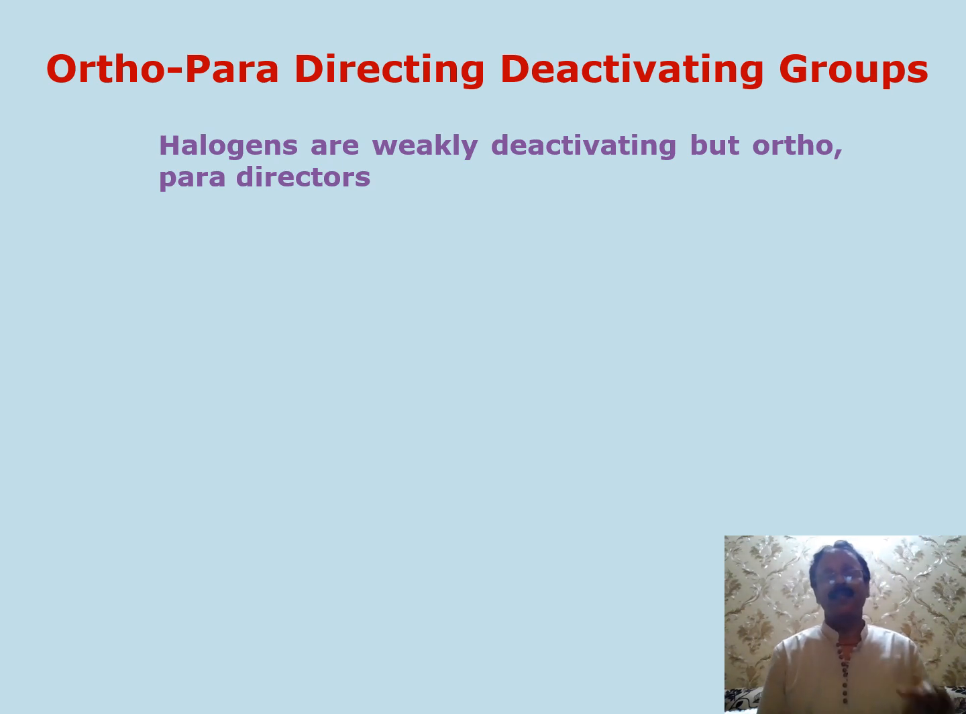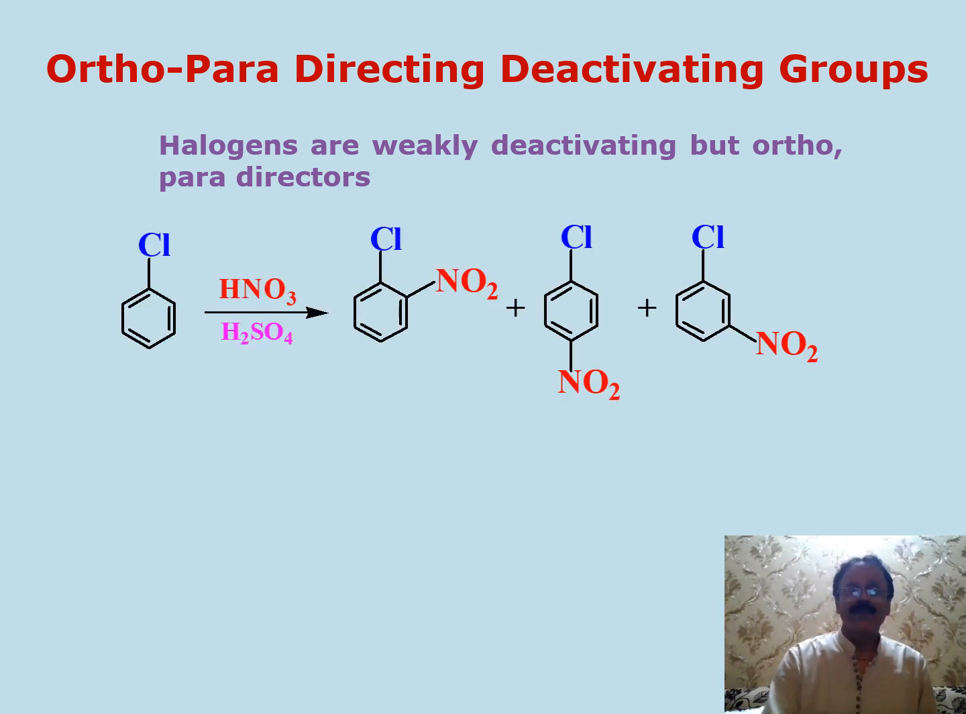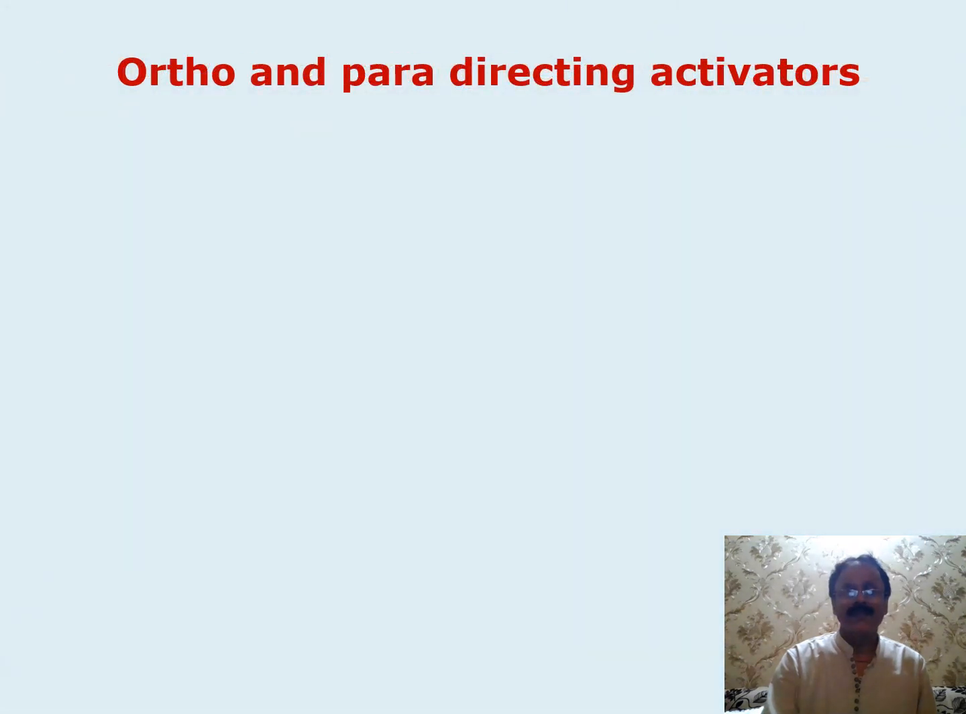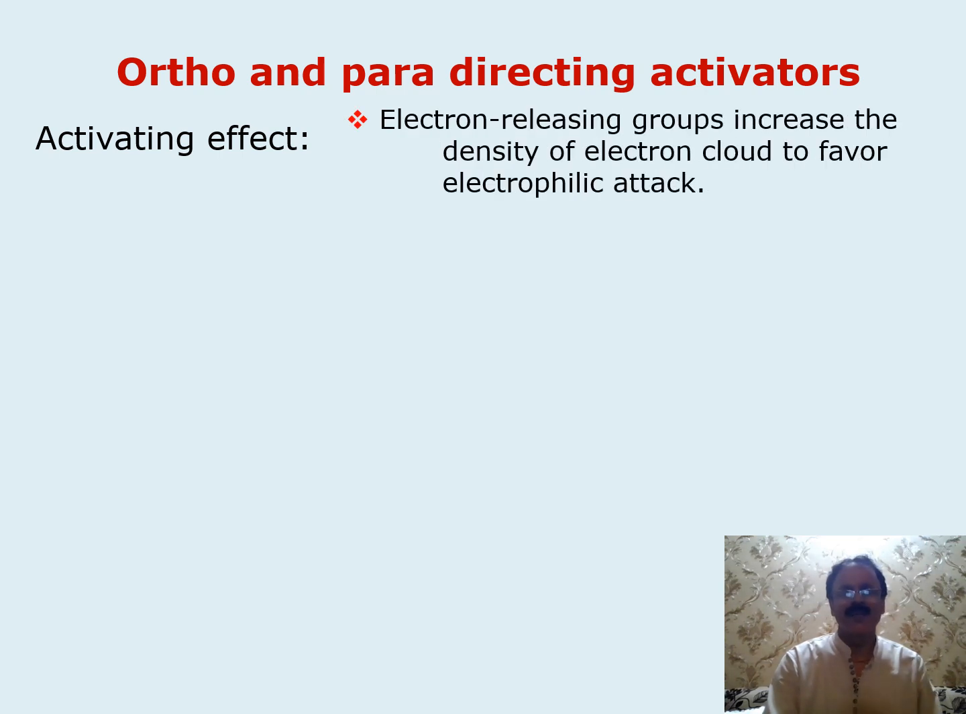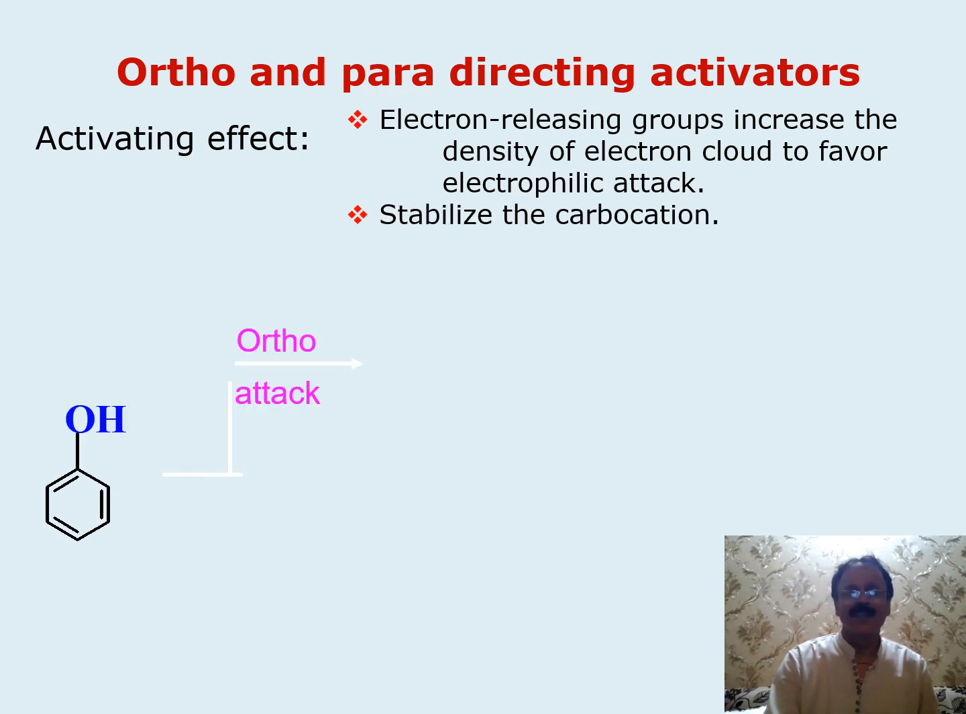But why does the second substituent, whether we do halogenation, nitration, Friedel Crafts alkylation or acylation, why does this substitution take place at ortho para position? Now this is because, we can see, in the slide I have made, again I have classified activating group, electron releasing group, increase the electron density cloud to favor the electrophilic attack, stabilize the carbocation, like phenol: ortho attack, meta attack, para attack.